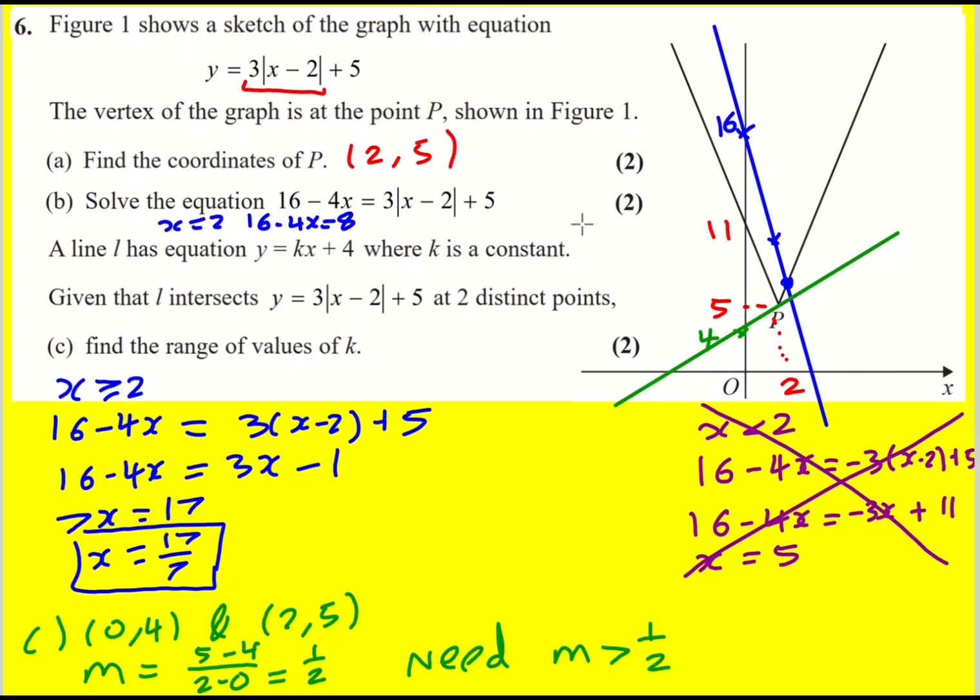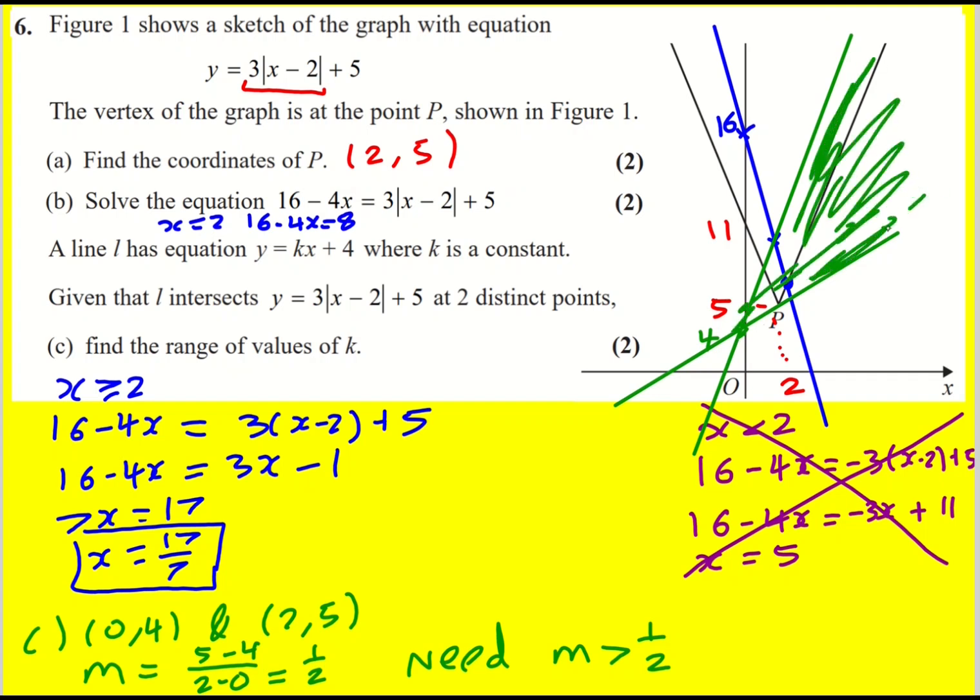Now I've just got to go the other way and think about what happens if I keep increasing it. Will I always get 2 points of intersection? The answer is no, because you can see here, it wouldn't. If I make it really, really steep, it's going to go through that one on the left, but not on the right. So where is the crossover? It's going to be when it becomes parallel to that one on the right. If it goes any steeper than that, or is parallel, it will only intersect in one place.